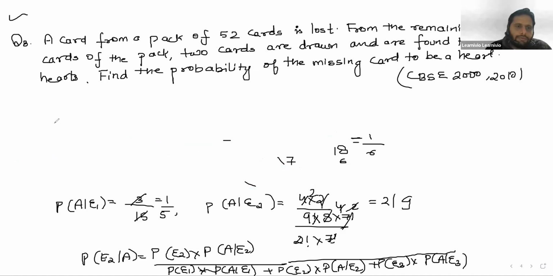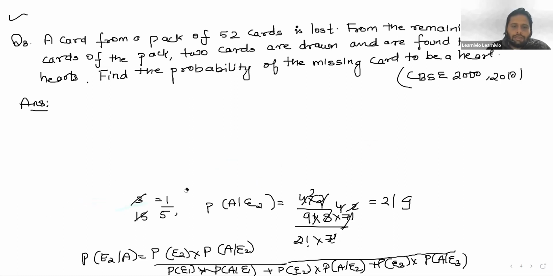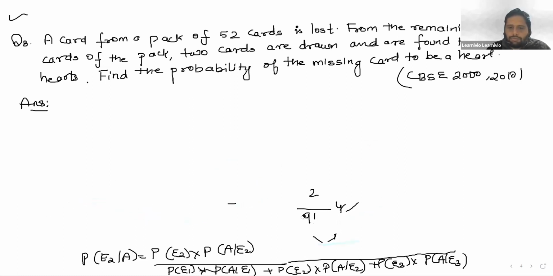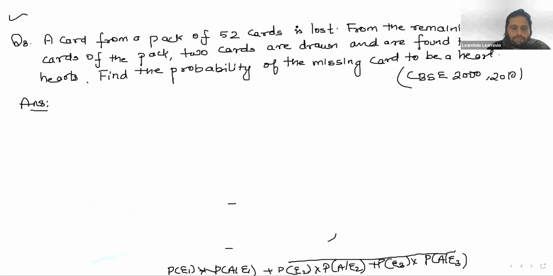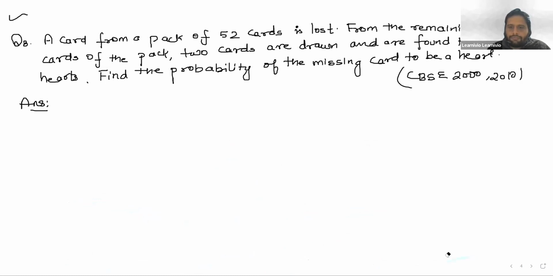So, from a pack of 52 cards, we have already discussed the types of cards. Total cards are 52, and there are four types: heart, spade, club, and diamond. So from a pack of 52 cards, a card is lost. From the remaining cards of the pack, two cards are drawn and are found to be heart. So what is A? Who can tell me? Nabil, can you tell me what is A?